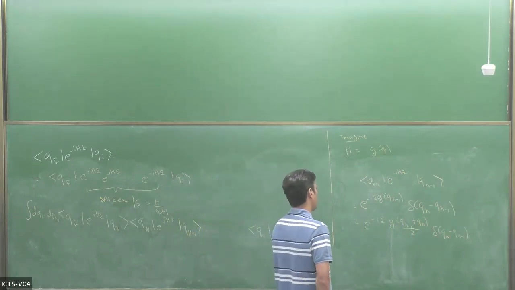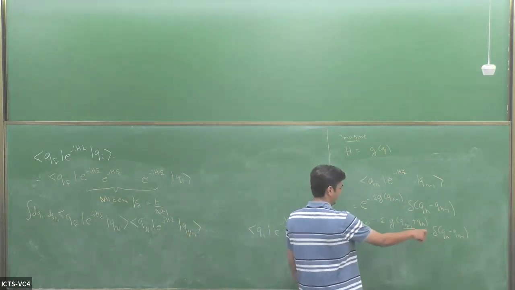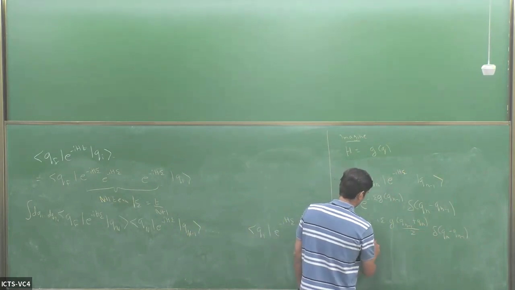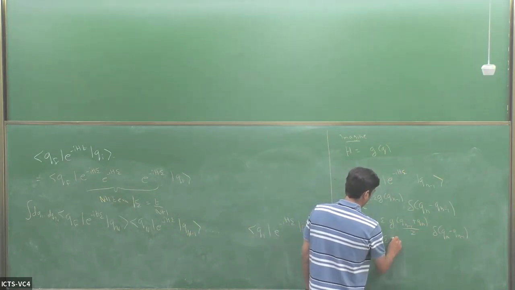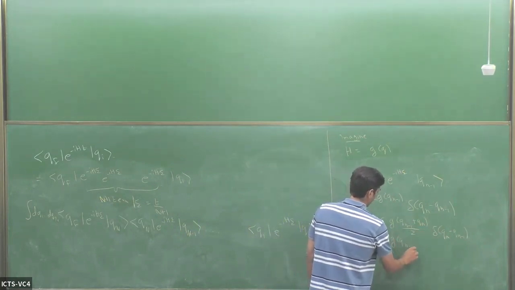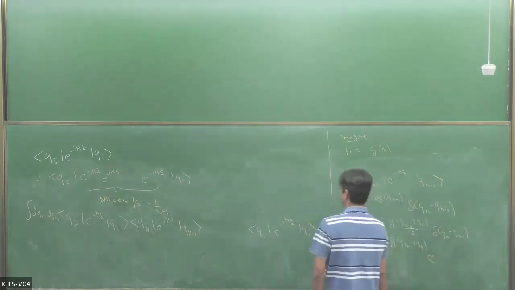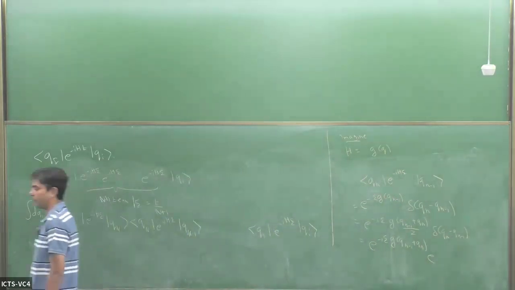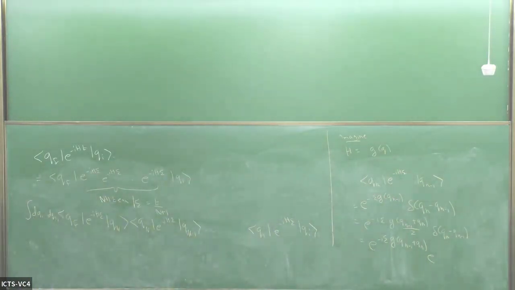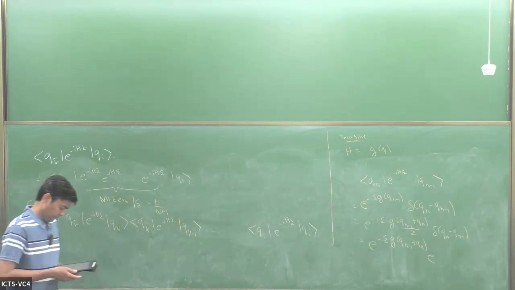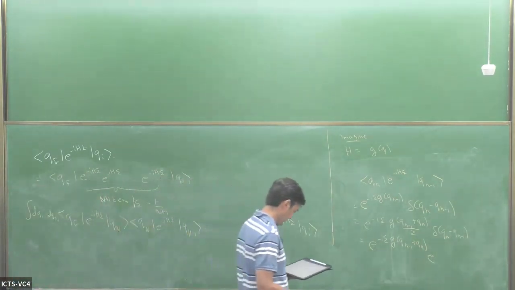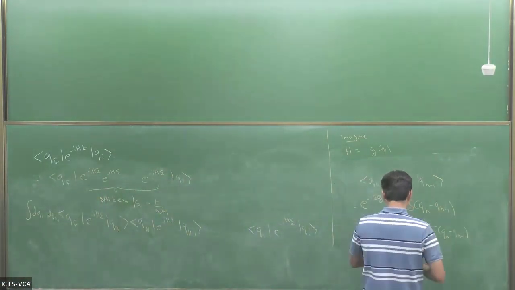Now it's useful to also write this delta function in momentum space. So I can write this as e to the minus i epsilon g of qn minus 1 plus qn by 2, times an integral over p. Let me see what sign I used in my notes. One second, I want to have a consistent sign. Plus i p.